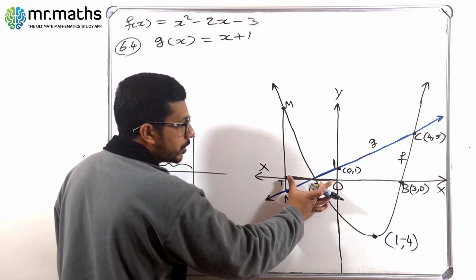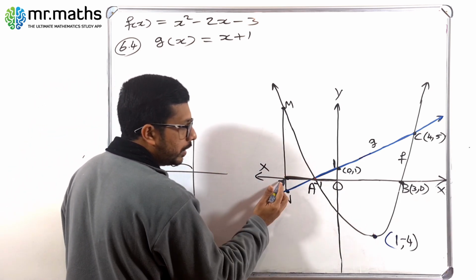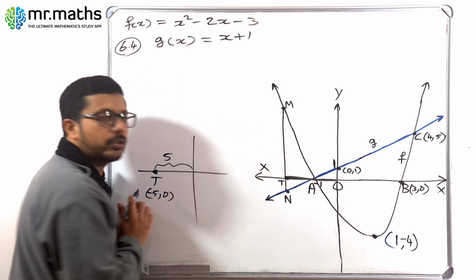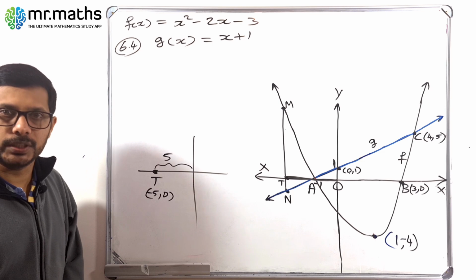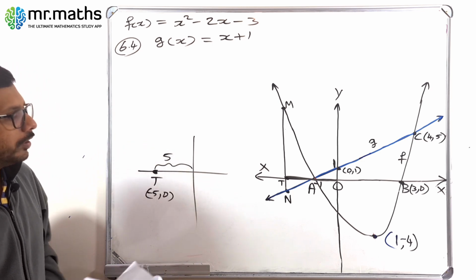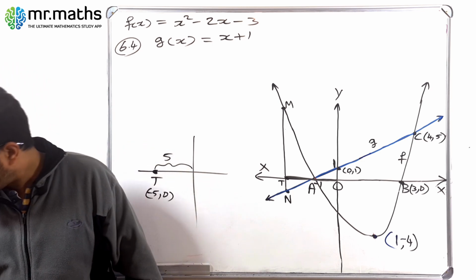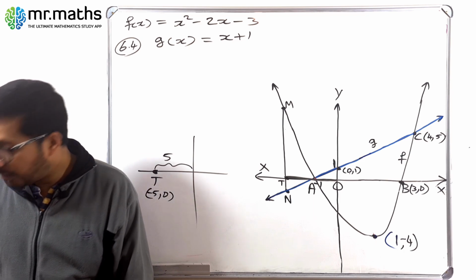So here the question is to find the length of OT. It is enough to find the x coordinate of that point T. Then we can say that is the length of OT. So that is what we are trying to do. Now try to understand like this. What is given?